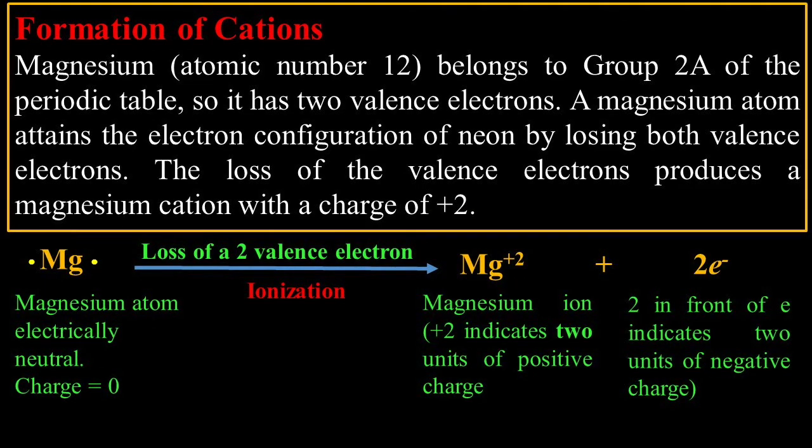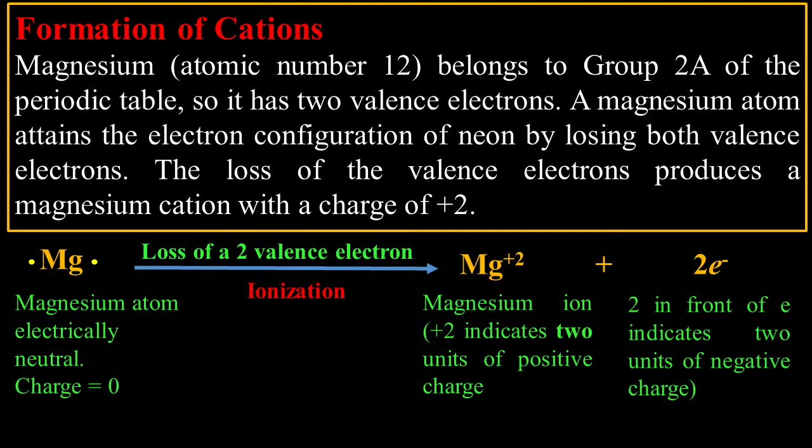Magnesium, atomic number 12, belongs to group 2A, or simply 2, of the periodic table. So it has 2 valence electrons. A magnesium atom attains the electron configuration of neon by losing both valence electrons. The loss of the valence electrons produces a magnesium cation with a charge of +2.